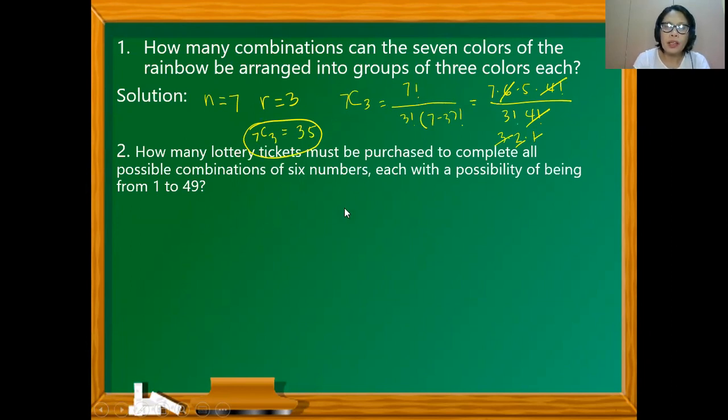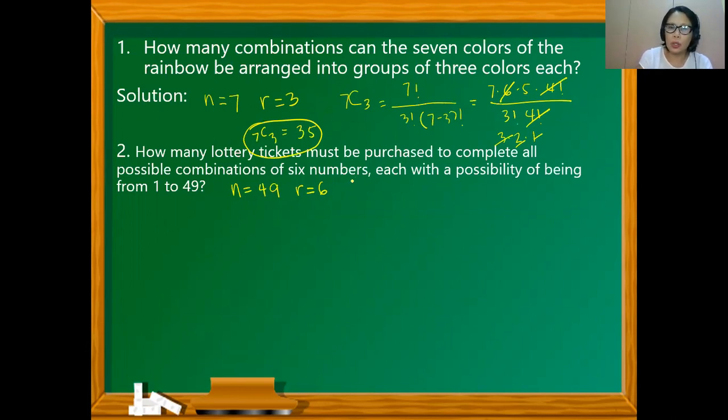How many lottery tickets must be purchased to complete all possible combinations of 6 numbers, each with the possibility of being from 1 to 49? So here, order does not matter, and n is 49. And since we will be selecting 6 numbers, so r is 6. In the Lotto draw, class, in the Philippine setting, we have Lotto 6/49, Lotto 6/42, 6/45. So here, it's like you're going to select 6 from 49 numbers from 1 to 49. And again, order does not matter here.